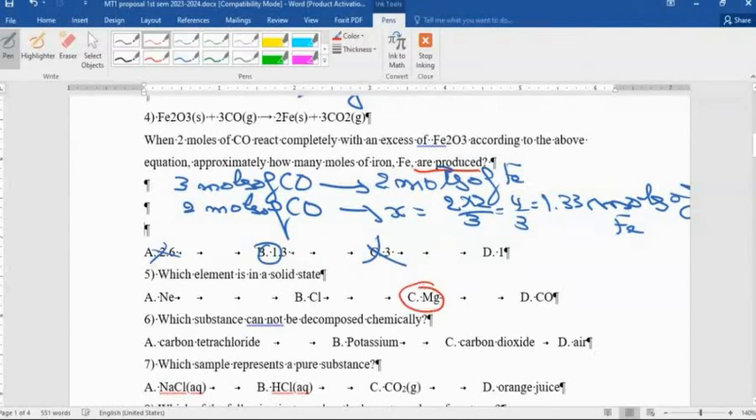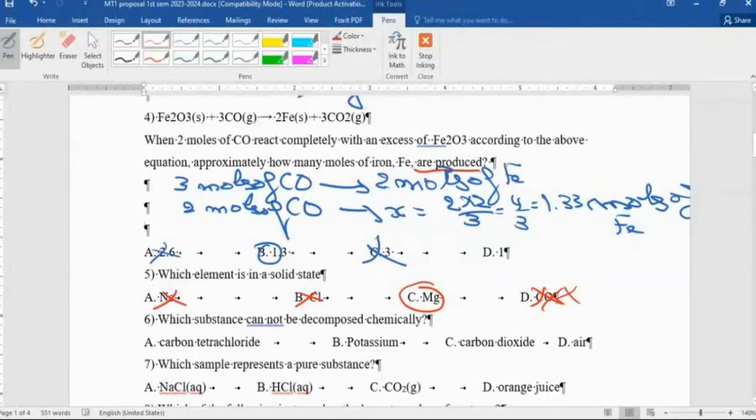Why? Because we said in the periodic table, all the metal elements are solid except mercury, which is liquid. So magnesium belongs to group number 2, so it should be a solid, not a gas. Neon is a gas. Chlorine is group number 7, halogen, so it's a gas. And this one, carbon monoxide, is a gas. Also, he asked which element, and this one is a compound, so this one is automatically wrong.